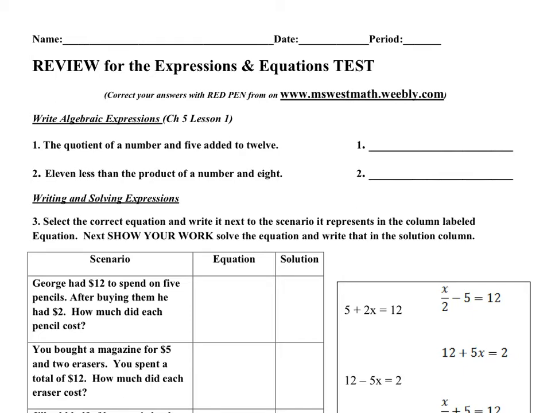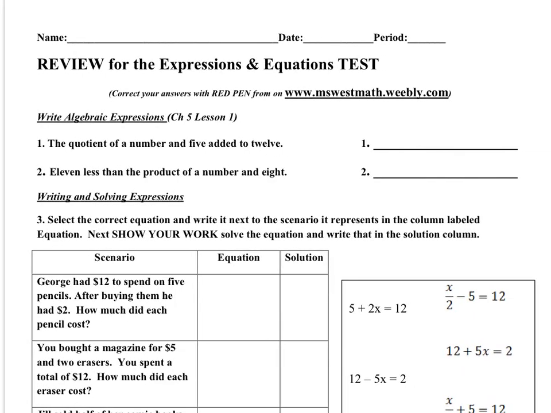Okay, so I'm going to start by breaking it down. Quotient means divide. So I'm going to divide something, and it tells me what I'm dividing. It says the quotient of a number, so I'm dividing a number and 5. A number I would call x. 5 is just 5, and I'm dividing those two things. Then we have added, that's plus, and 12. So my final problem, I would write x divided by 5 plus 12.